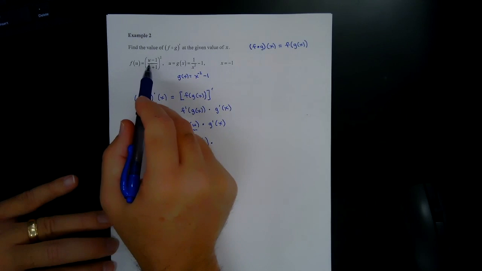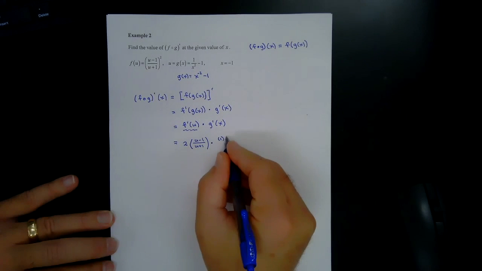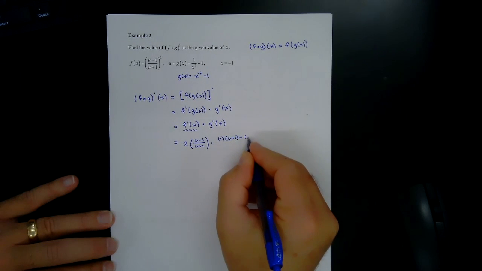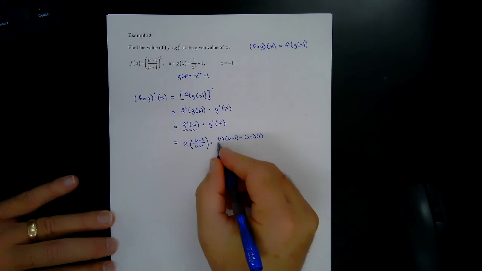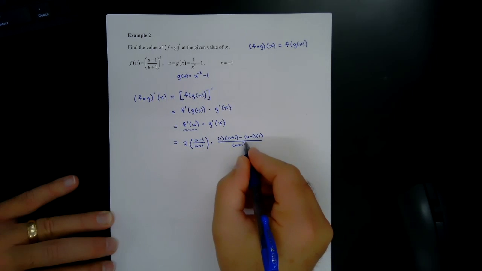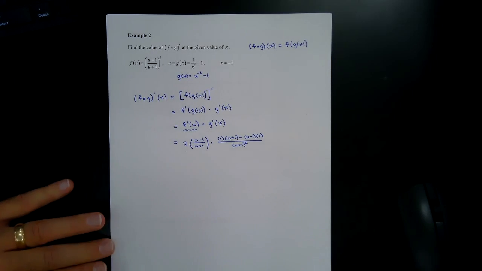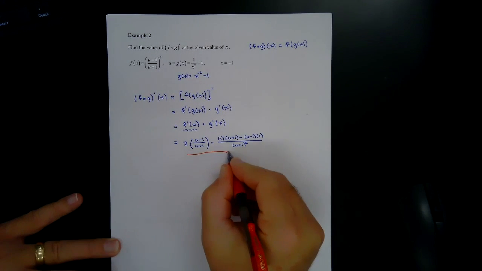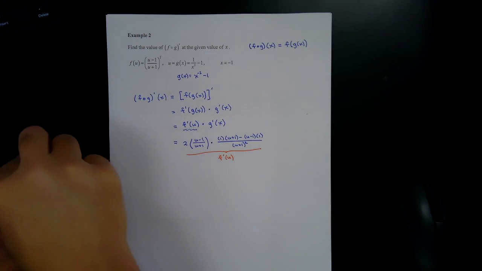So the derivative of the top would just be 1 times the bottom, which is u plus 1, minus the top, which is u minus 1, times the derivative of the bottom, which is 1, all over the bottom, u plus 1 squared. All of this right here is my f prime of u.